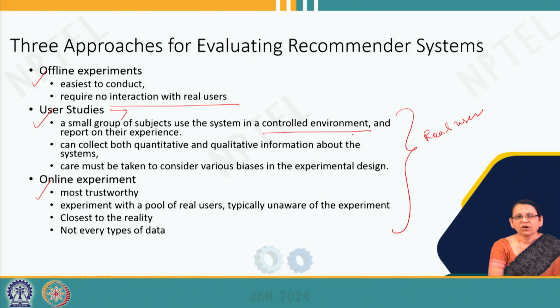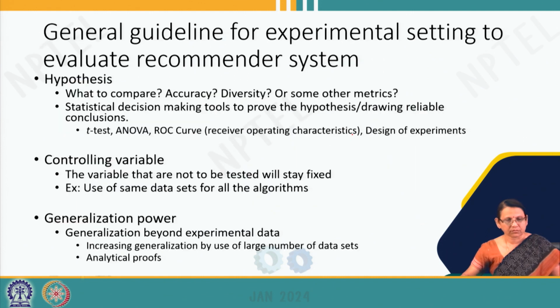But in case of an online experiment, where once again you use real users, you do not directly interact with the users and users are also not aware that they are participating in the experiment. So, this is most unbiased and most trustworthy. However, there are issues with all of these, along with the advantages, that we are going to see shortly.